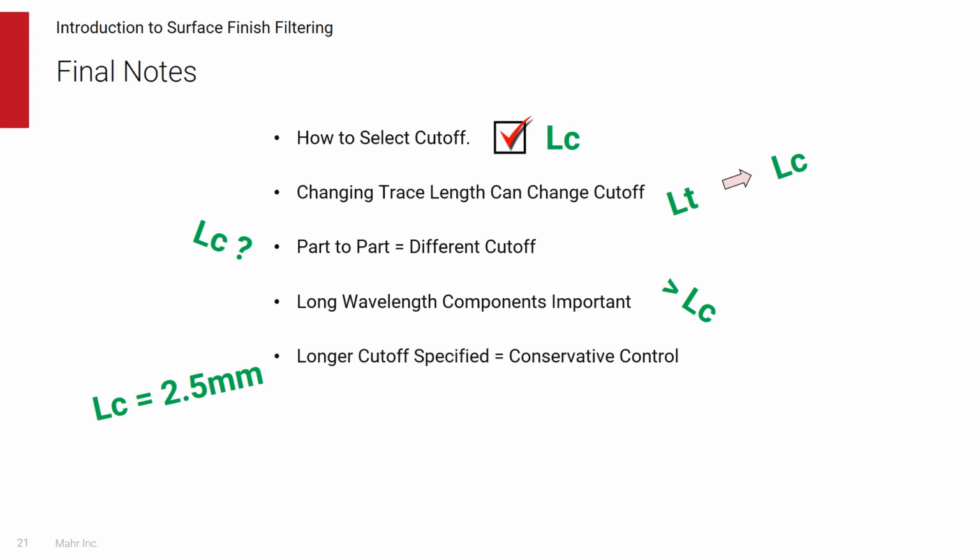Sometimes a designer will specify a longer cutoff on a surface for more conservative control. Remember, a longer cutoff will include longer wavelengths in the roughness profile. If the RA, RZ, or RSM values were compared to the tables in the standards, the use of a shorter cutoff may be determined. But since the designer implemented a specific cutoff on the print, this cutoff should always be used.